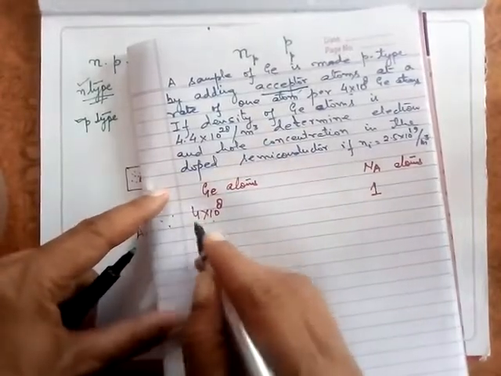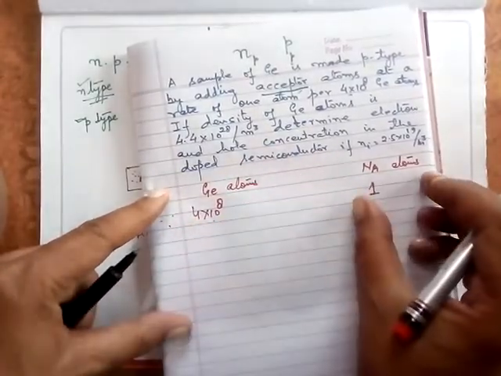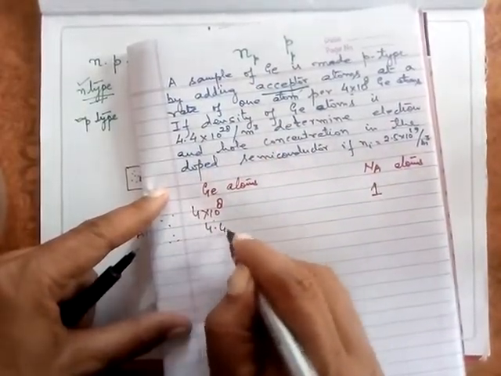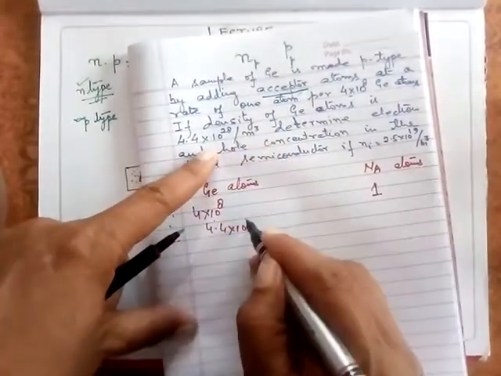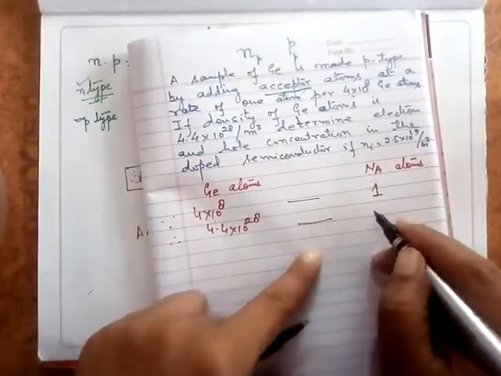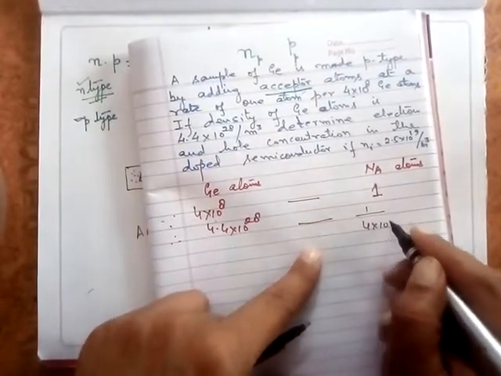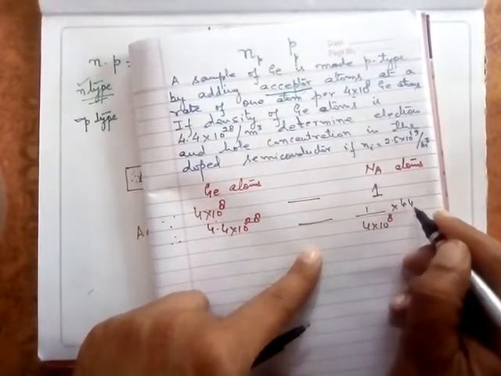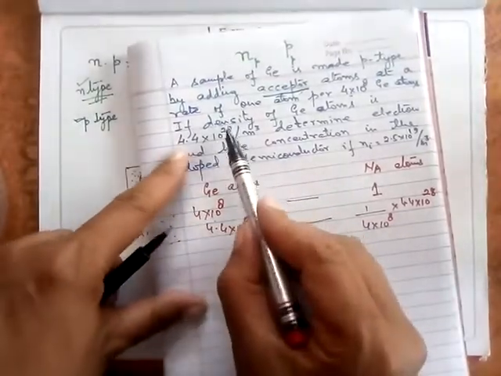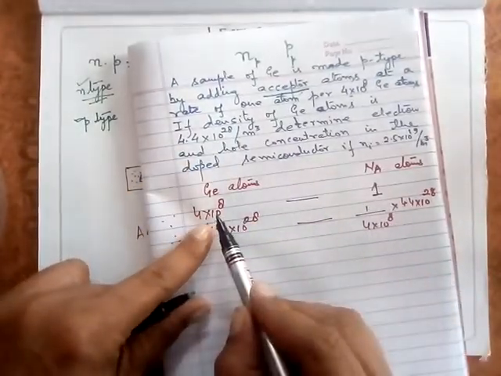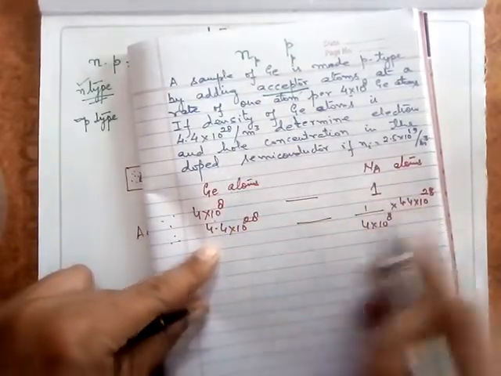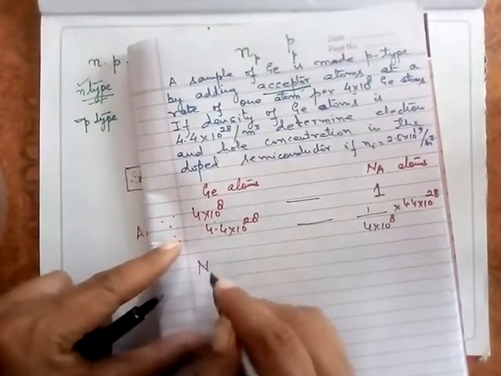Since in this much germanium atom there is 1 acceptor atom, therefore in 4.4 into 10 to the power 28 germanium atoms, the acceptor atoms will be 1 upon 4 into 10 to the power 8, into 4.4 into 10 to the power 28. Simple unitary method. 1 atom is added in this much germanium atom, and given that the density of germanium atoms is this much, so how much Na is there? From here I will get the value of Na, acceptor atoms.